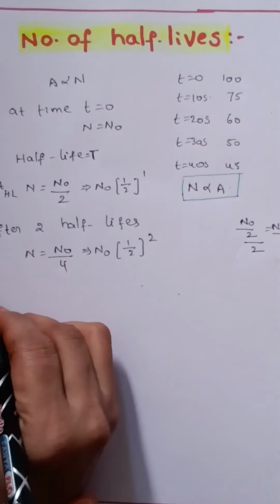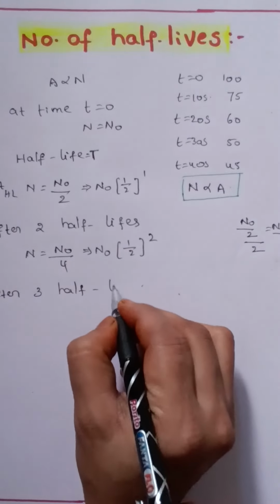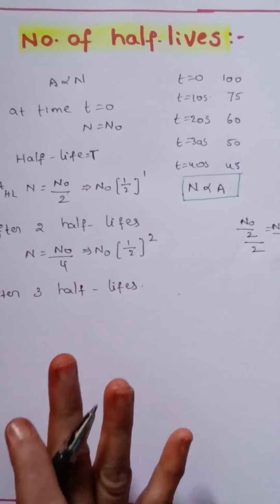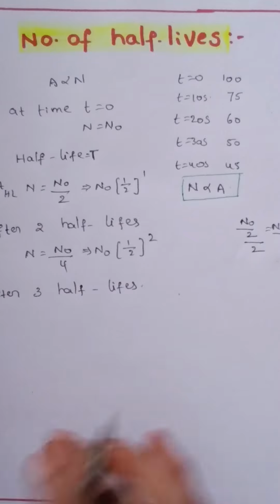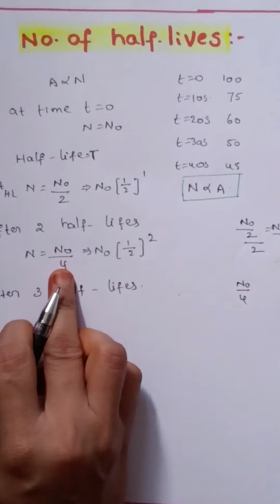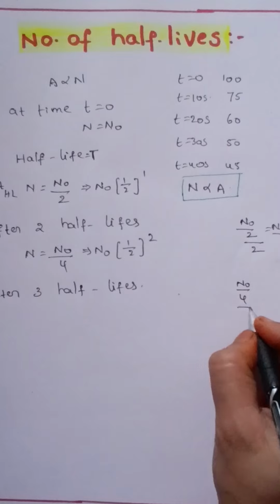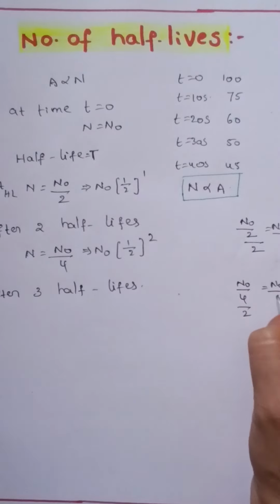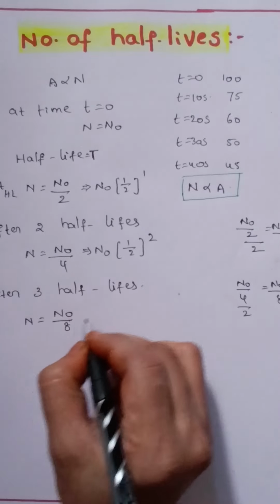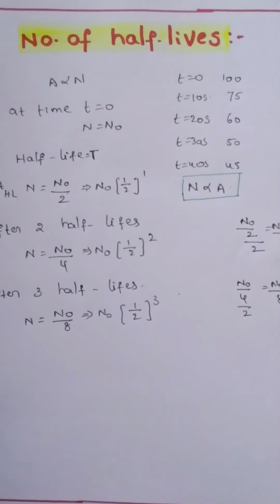Okay, right. Now we'll come to after three half-lives. Don't confuse that after 3 half-lives means N naught by 3. Half-life means half of its quantity only. So N naught by 4 is the present quantity. The next half-life means half of this quantity, that means divided by 2. What we get now is N naught by 8. So now N is equal to N naught by 8, which can be written as N naught into 1 by 2 whole cube.